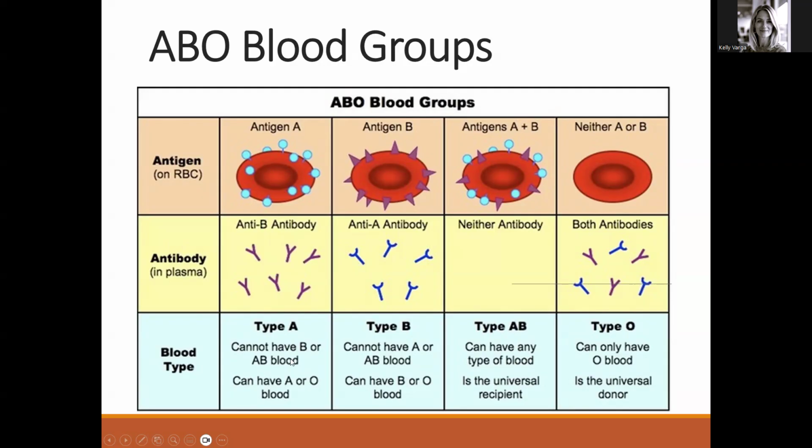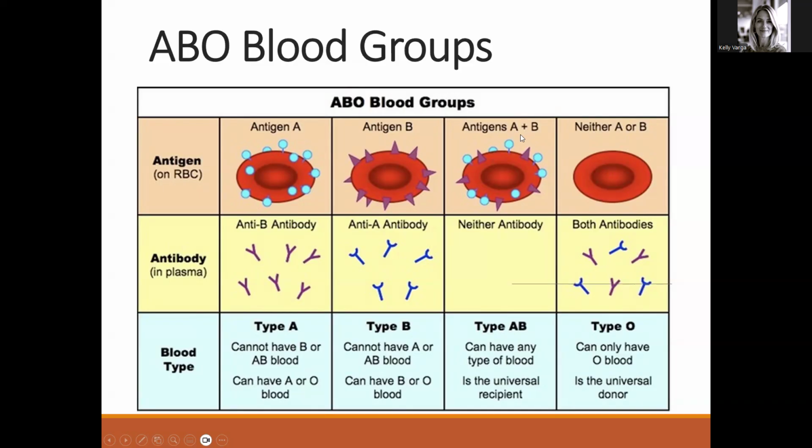So what does that mean? I cannot have B or AB blood, because even though there's type A there, it still carries type B with it. So again, I can't have that. I can have type A blood or type O, because again, what does type O have? It has neither antigen of A and B, so it's easily accepted by A or B, right?